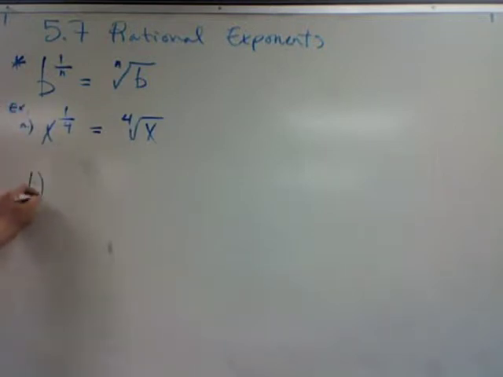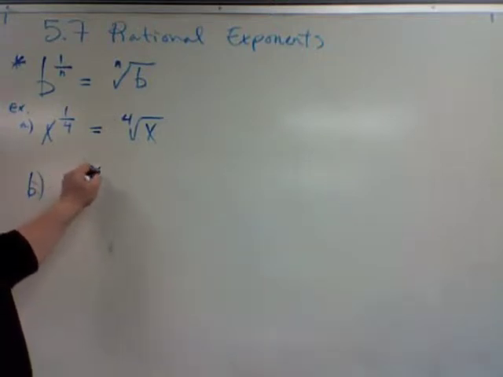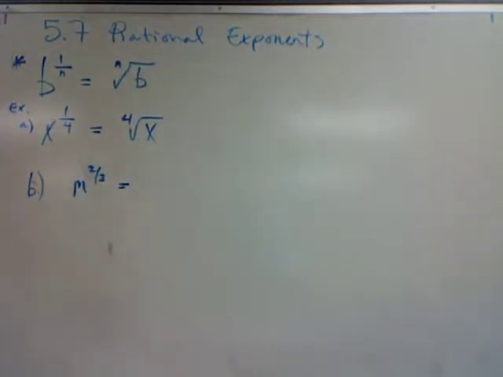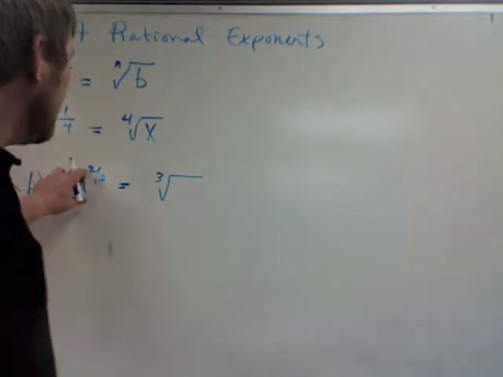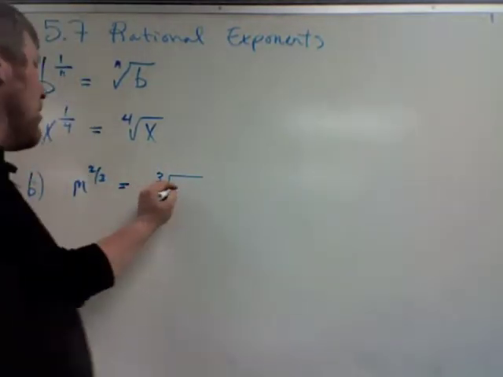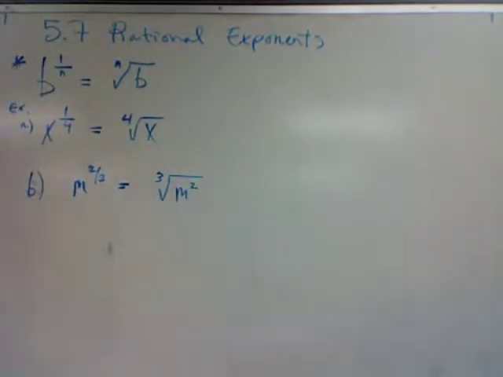Another one, let's say that it wasn't quite as neat. What does the numerator of the exponent mean? Let's say that we had m to the 2/3 power. The rule I always claim is that the denominator is your nth root, and the numerator is actually your power of the variable. So it's the cube root of m squared. That's how the rules of rational exponents go.